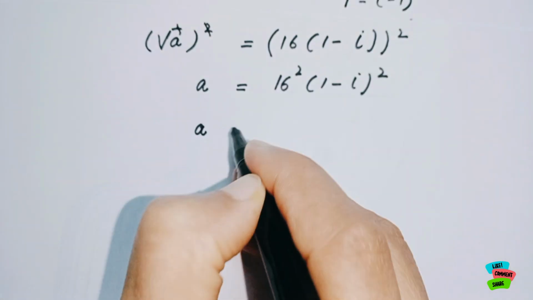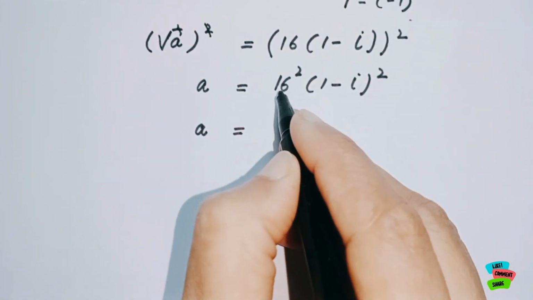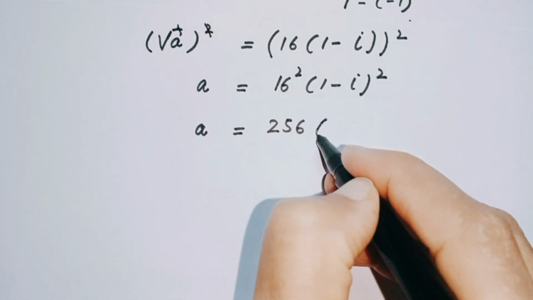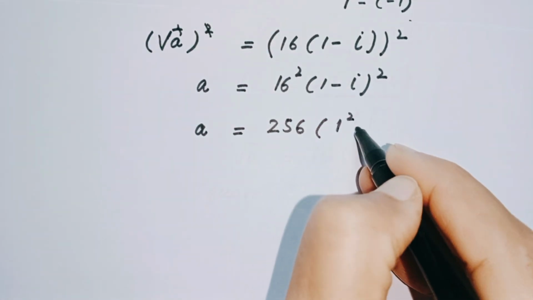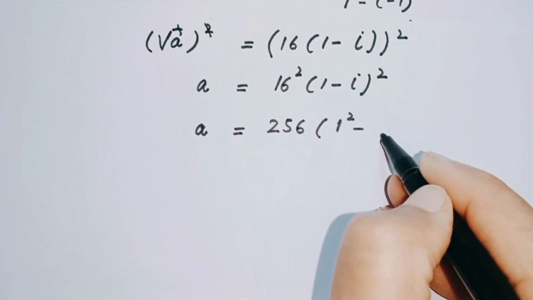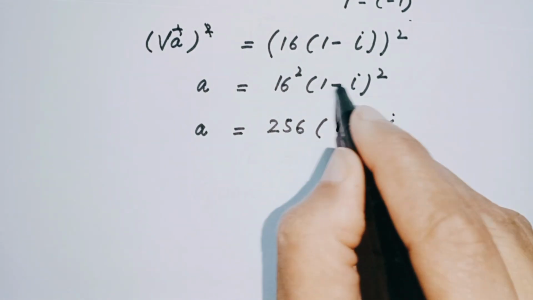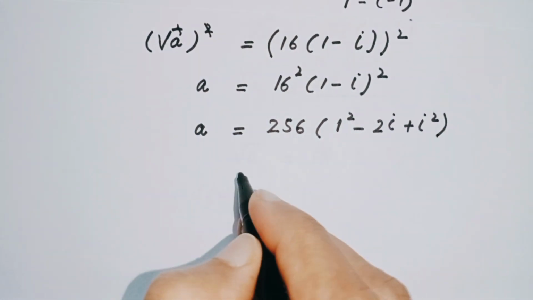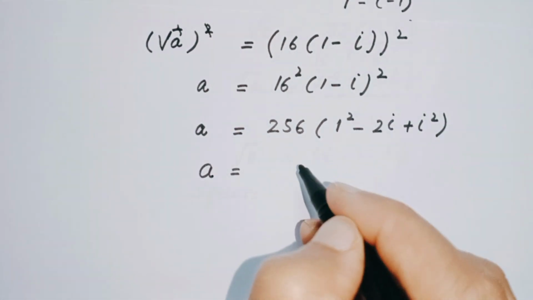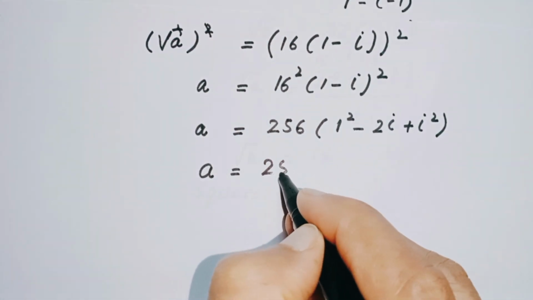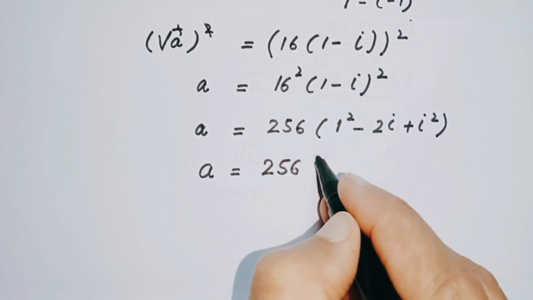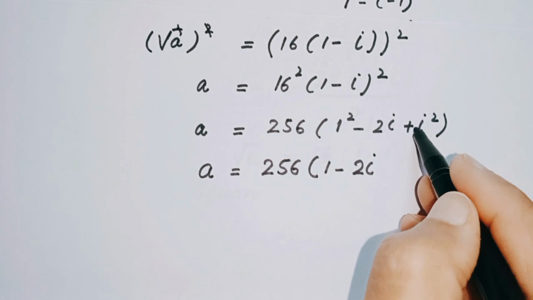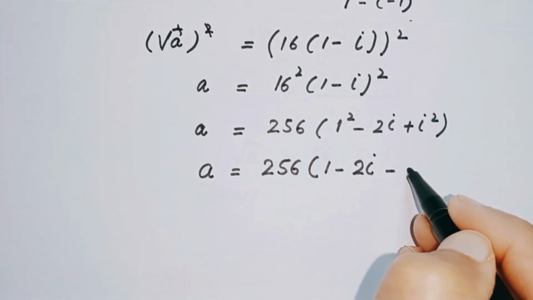So a is equal to 16 square, which is 256, times 1 square minus 2 times i plus i square. Here we have used the formula a plus b whole square. So a is equal to 256 times 1 square, which is 1, minus 2i plus i square, which is minus 1.